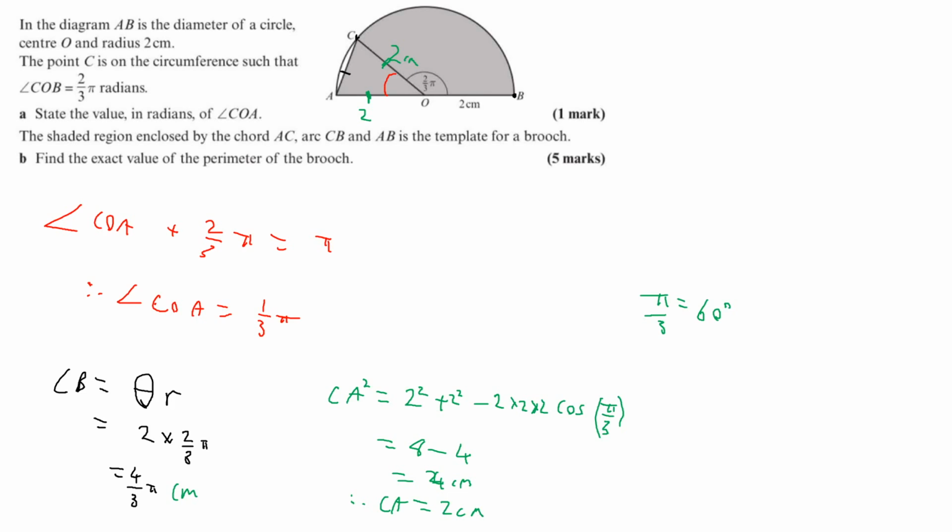Therefore, the exact perimeter is going to be 4 over 3 pi plus 2. And that is our final answer.